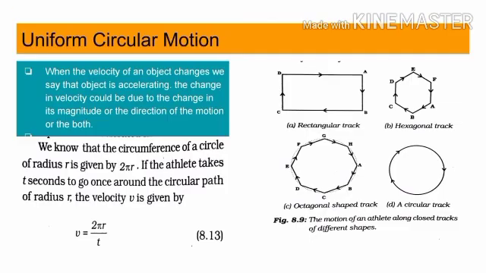Our last topic is uniform circular motion. When the velocity of an object changes, we say that the object is accelerating. The change in velocity could be due to a change in the magnitude or direction of the motion, or both. We know that the circumference of a circle of radius r is given by 2 pi r. If an athlete takes t seconds to go around a circular path of radius r, the velocity v is given by v = 2 pi r upon t. Refer to the following image for an athlete along a closed track of a different shape in circular motion.